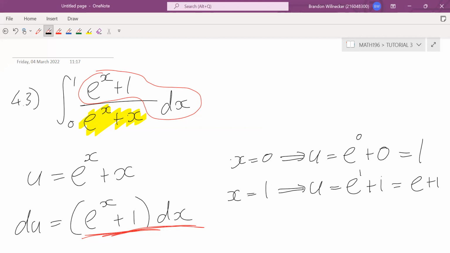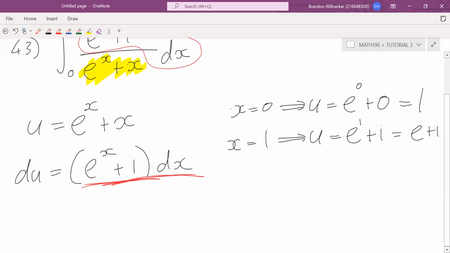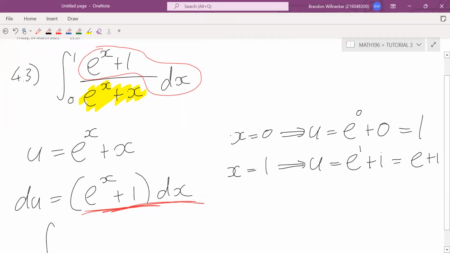Okay, so let's put everything together now. So the integral, the old lower bound was 0. The new lower bound is 1. The old upper bound was 1. The new upper bound is e plus 1. Okay, good.